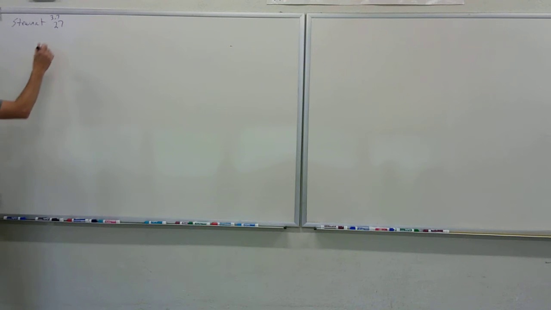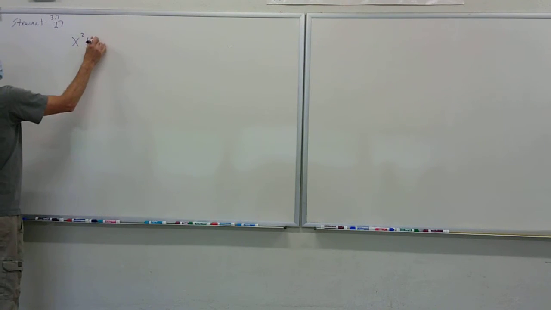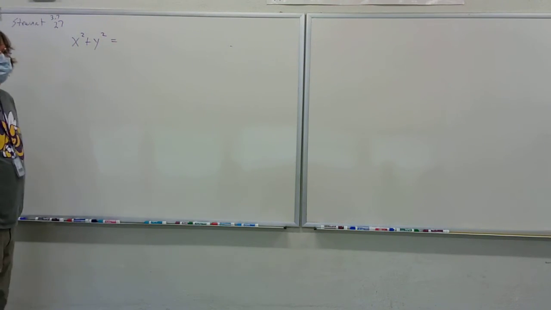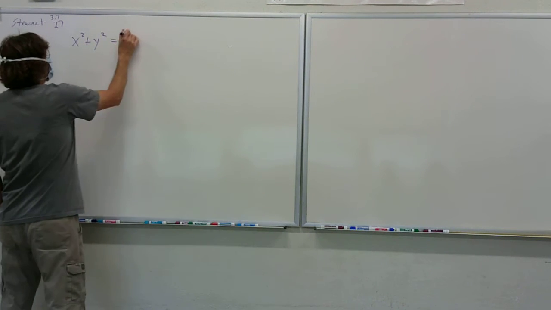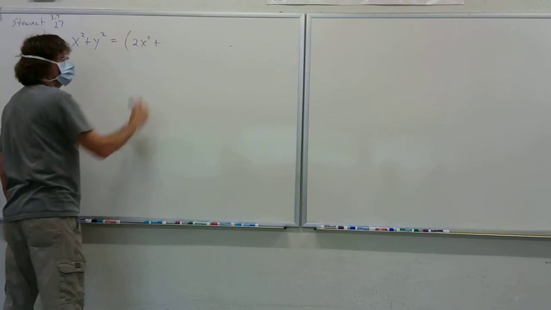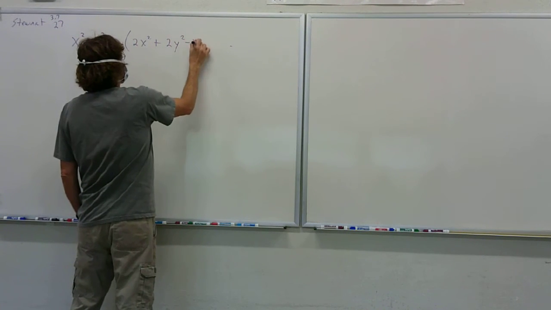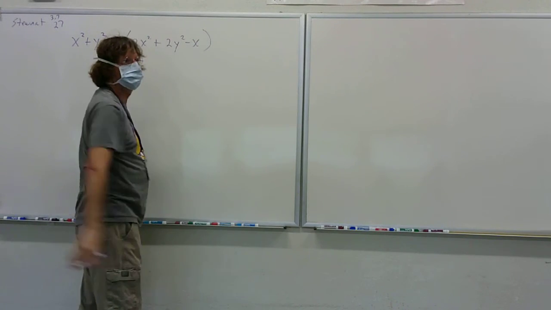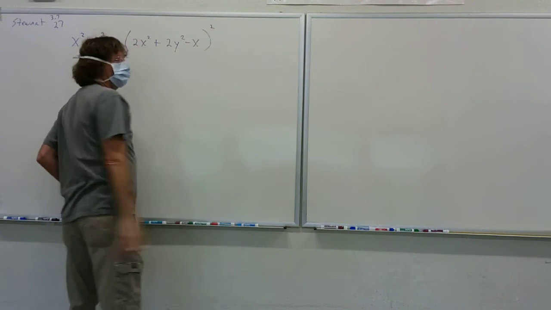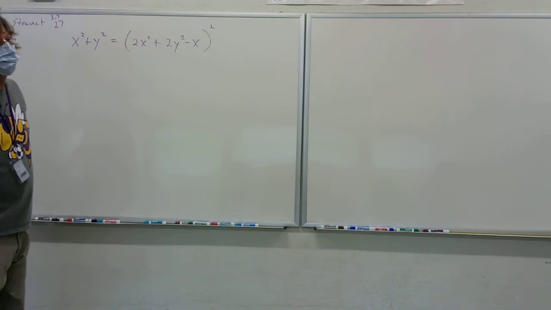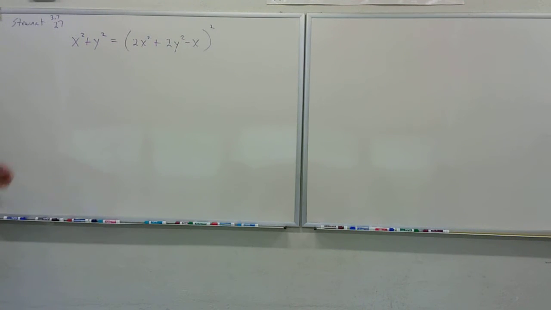All right, x squared plus y squared equals 2x squared plus 2y squared minus x. Close the parentheses, and it's all squared. And they want you to find the slope at (0, 1/2). You take the derivative, you put 0 and 1/2 in there, and you solve for the slope. Put 0 in for x, 1/2 in for y. Fair enough? I don't want to do that.